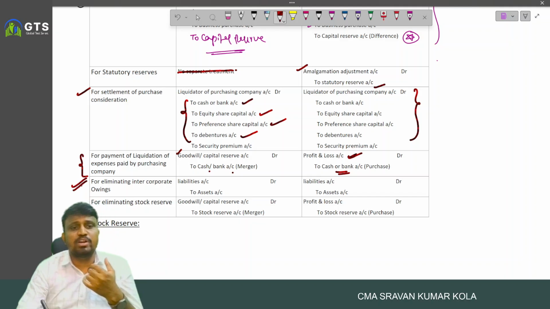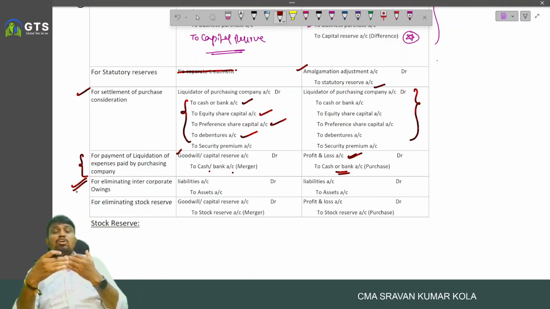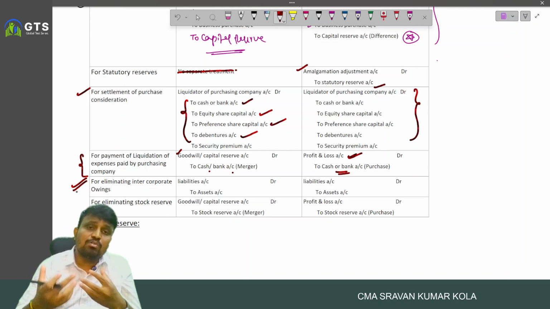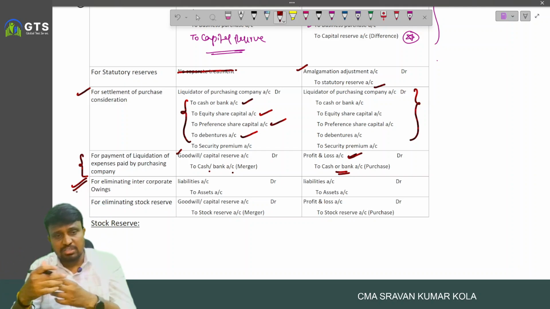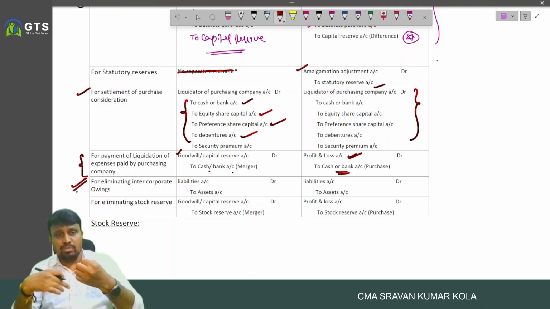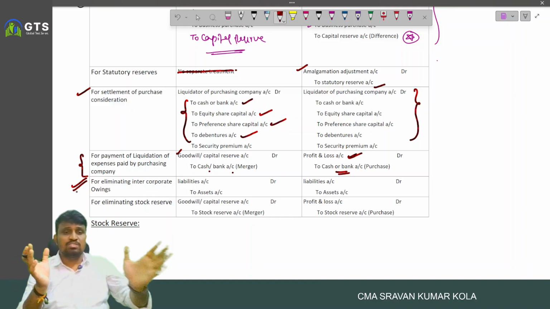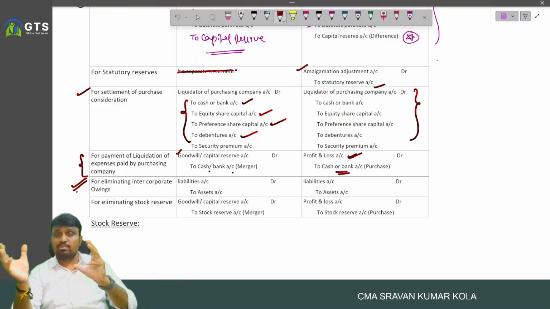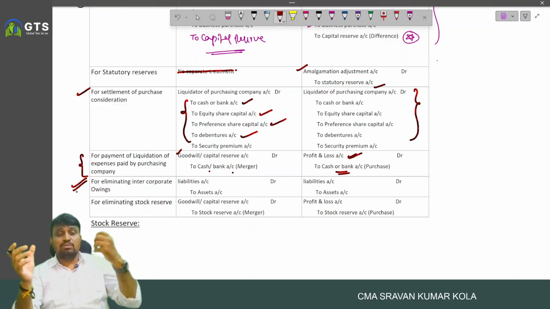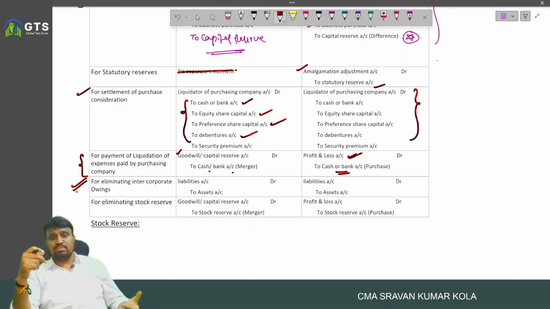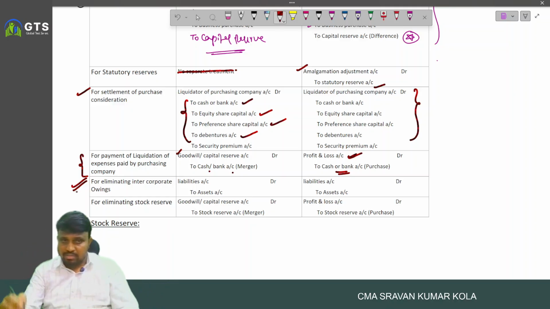For elimination of intercorporate owings, if any intercorporate owings are there, just like what we discussed in case of consolidation, and one item is available on the asset side, one item is on the liability side, and both are of the same nature and same amount, we have to reduce it from liabilities as well as from assets. So liability account debited to assets account.